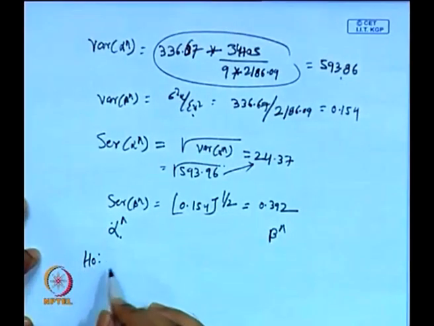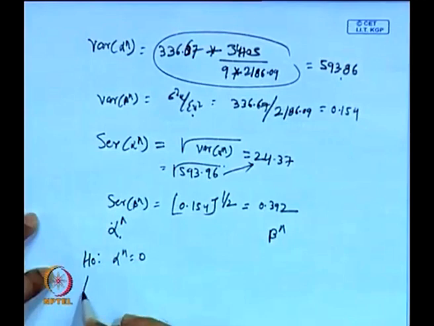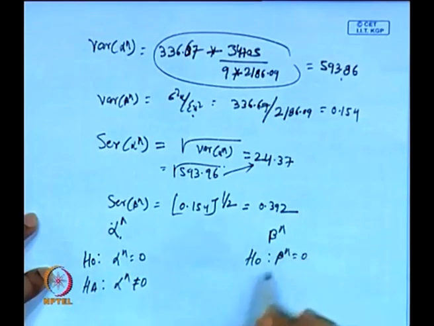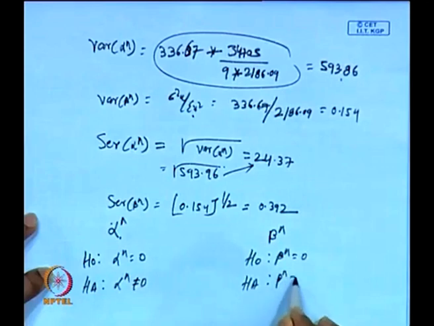Last class I discussed that the moment you go for hypothesis testing, you start with two hypotheses, called the null hypothesis and the alternative hypothesis. The null hypothesis is the assumption that you take to be wrong, then you reject this wrong statement and come to the true fact. So for alpha hat, we assume the null hypothesis alpha hat equal to 0 against the alternative hypothesis alpha hat not equal to 0. Similarly for beta hat, H0: beta hat equal to 0, and the alternative hypothesis beta hat not equal to 0.